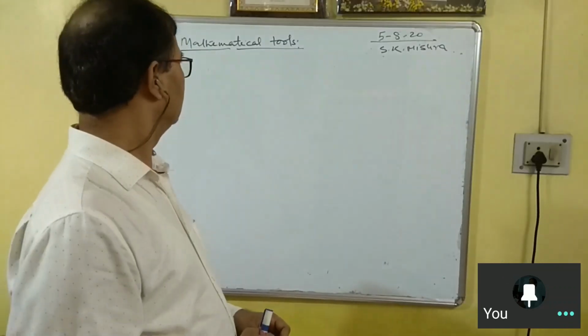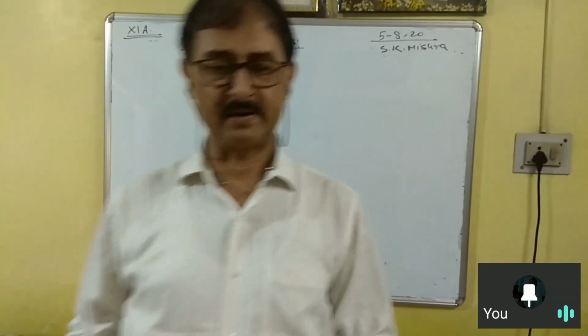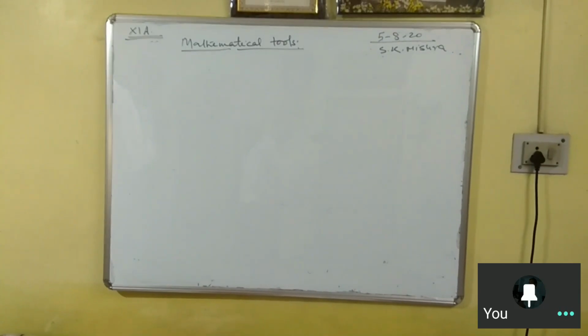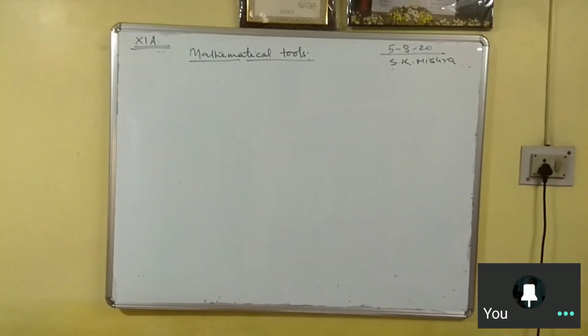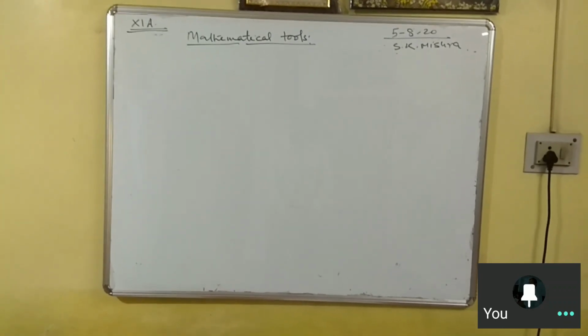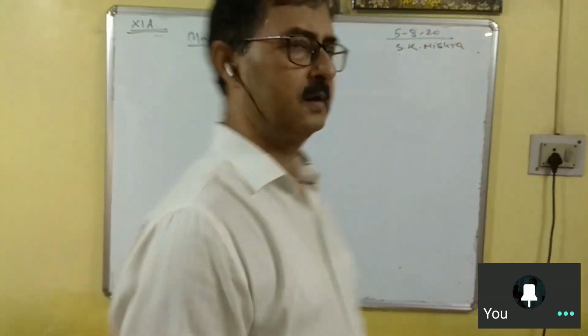Camera, because of focusing adjustment, it is fluctuating. Is it okay? Is it okay?